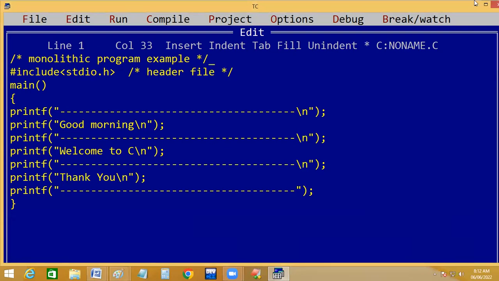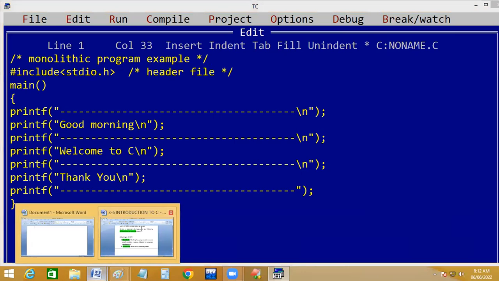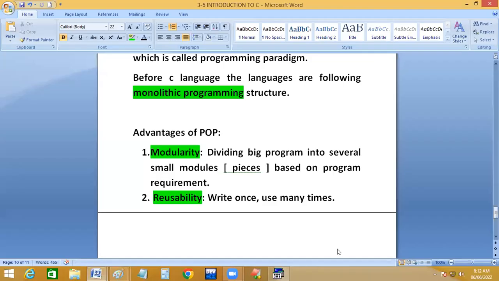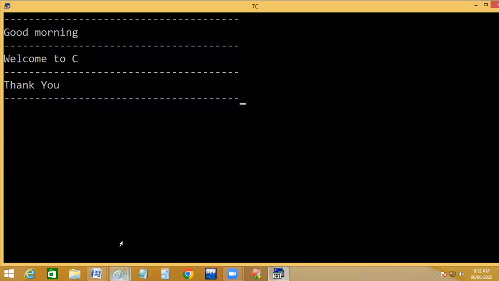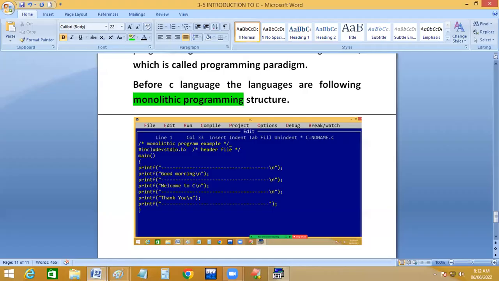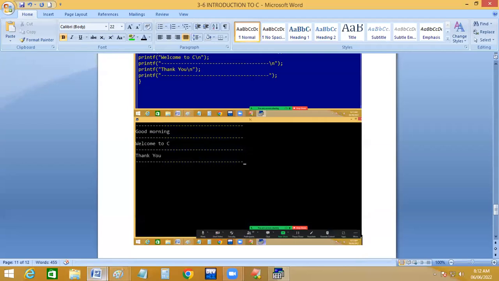Very good. Okay, one minute, see that. It is the example for monolithic programming, and it is the output of monolithic programming. Next, watch it, guys. The same example, I am converting into POP. I want to convert the same example into the POP technique. Then watch what I am doing here.